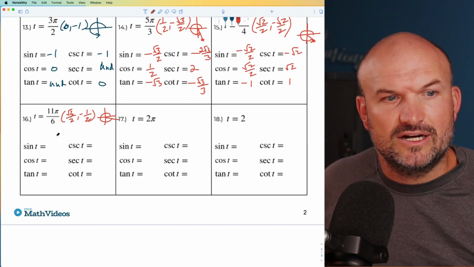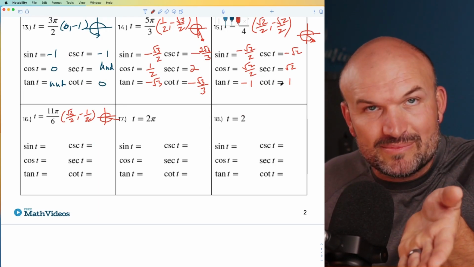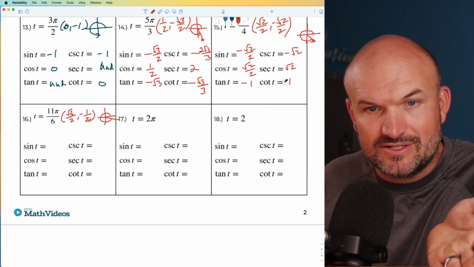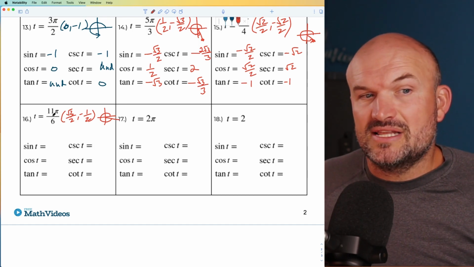We already figured out this angle. We just need to kind of do it. Look at, see, I noticed that. Don't make a mistake, right? That has to be negative. X over y and y over x are both going to give us a negative. T equals 11 pi over 6.